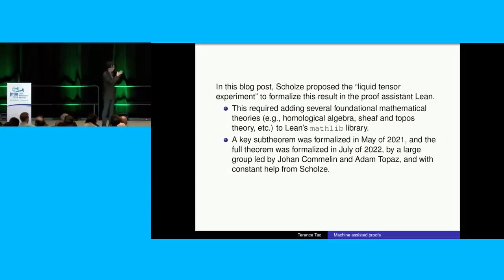But one of the problems that Scholze faced was that a lot of the basic tools that he needed, like homological algebra and sheaf theory and topos theory, weren't actually in the library yet. So part of what they had to do was set up the foundations of that theory and formalize it in the library first. But it basically was done in about 2 years. In 1 year, they formalized a key subtheorem, and then the whole thing was formalized about a year afterwards.